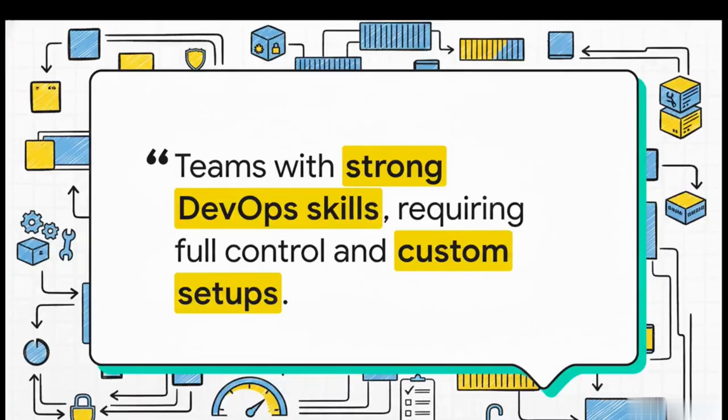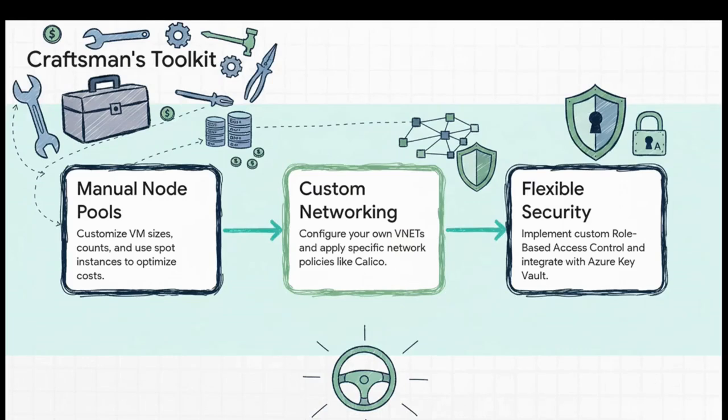And it's super clear who this is for. AKS Standard is tailor-made for those teams that have some serious Kubernetes expertise. They're the ones who need to fine-tune every single aspect of their environment, maybe for very specific compliance reasons, or to squeeze out every last bit of performance. Think of Standard as this amazing craftsman's toolkit. You get really granular control over your node pools, so you can pick specific VM sizes or use spot instances to save a ton of money. You can define your own virtual networks, apply specific policies, and implement a totally custom security model. You are firmly in the driver's seat.